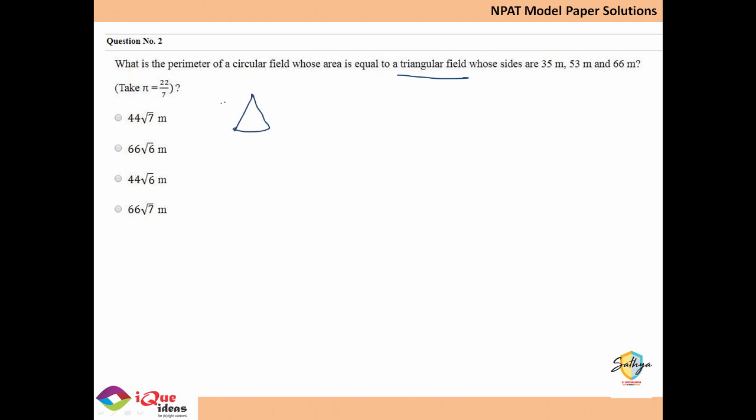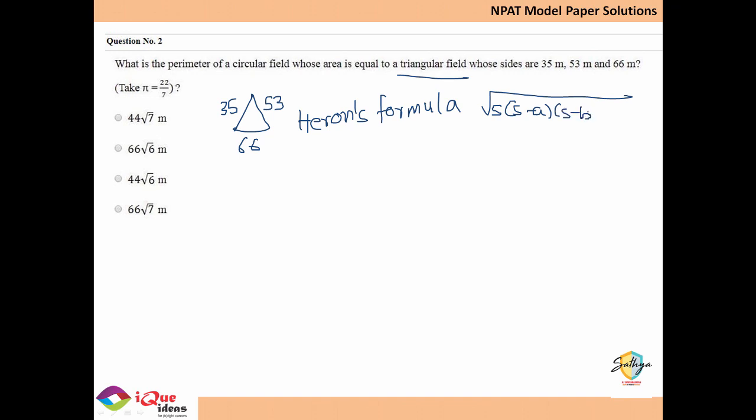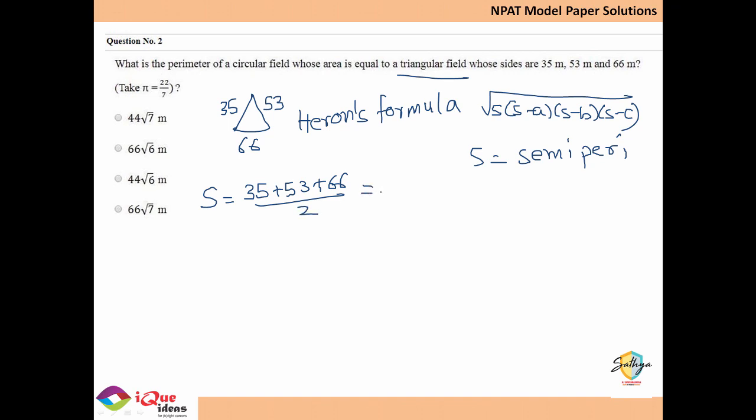For the triangle, I know that the three sides are 35, 53 and 66. And when the three sides of the triangle are given, then the area can be found out by using Heron's formula. So what is Heron's formula? The area is given by under root of S into S minus A into S minus B into S minus C, where S is nothing but the semi-perimeter or half the perimeter. So in this case, the value of S is nothing but 35 plus 53 plus 66 divided by 2, in which case I get the semi-perimeter is 77.